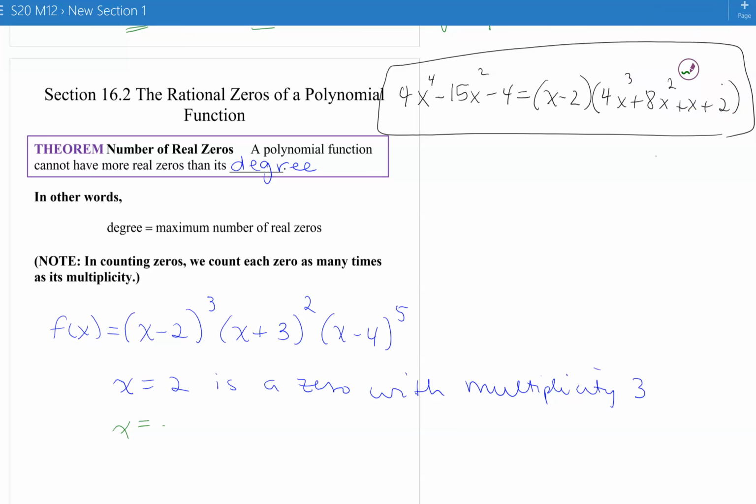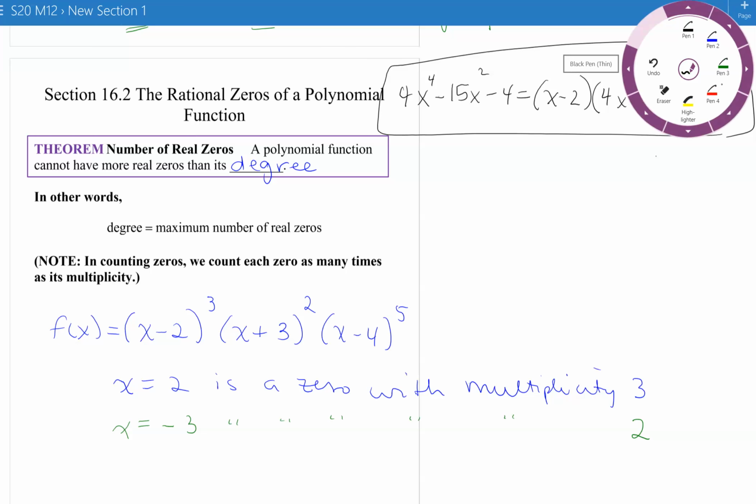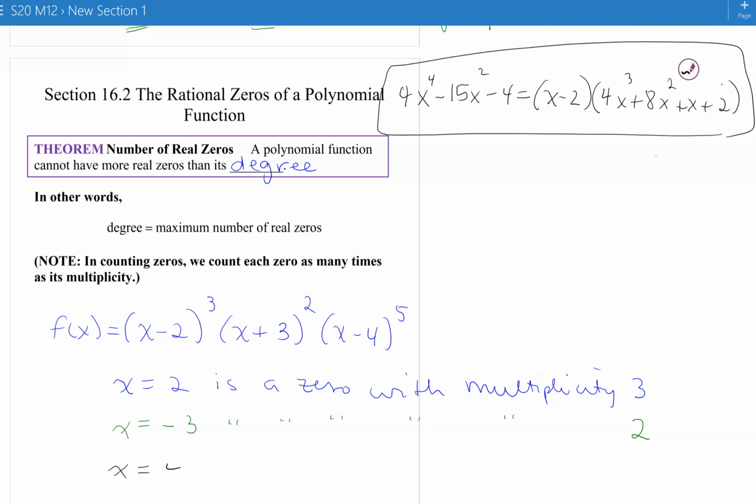And x equals negative 3 is a 0 with multiplicity 2. And x equals 4 is a 0 with multiplicity 5. So this is a degree 10 polynomial, and it has 10 zeros because we count each zero by its multiplicity.